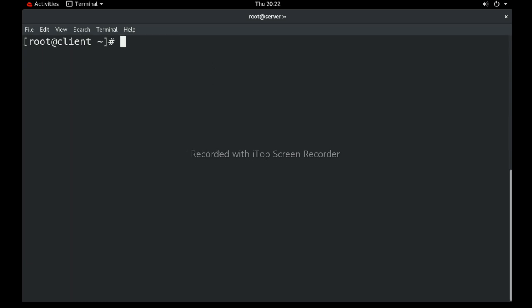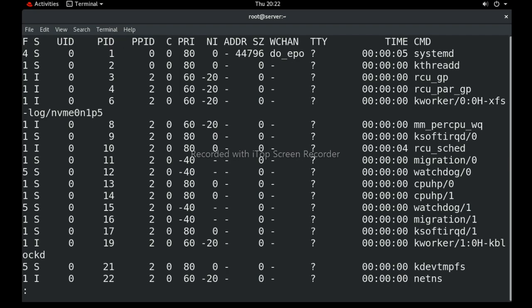Another command that lists all the running processes in Linux is ps -ef. This command gives you the detailed description about each and every process. For example, the user ID, the process ID, the parent process ID, the priority for the processes, the nice value, the terminal ID, time, and the command.